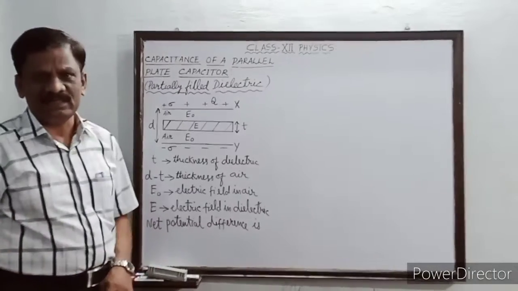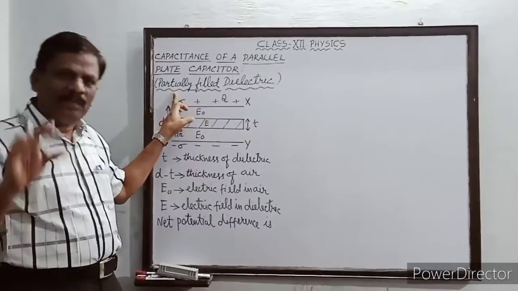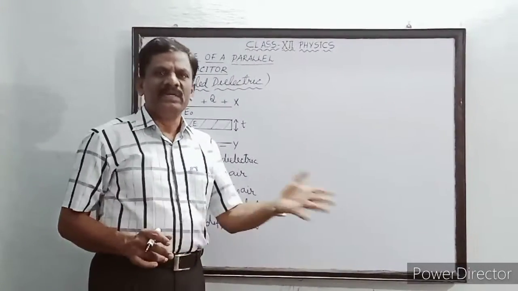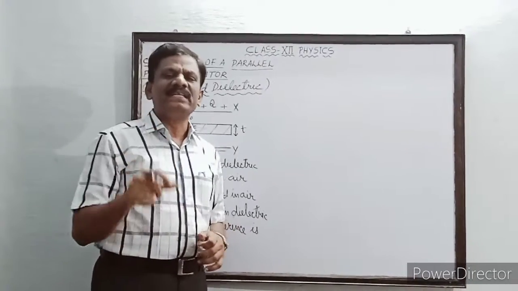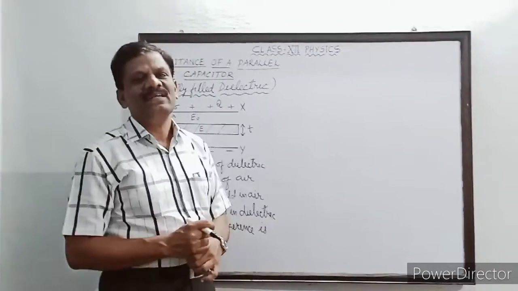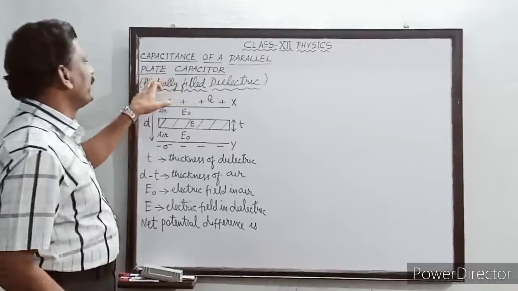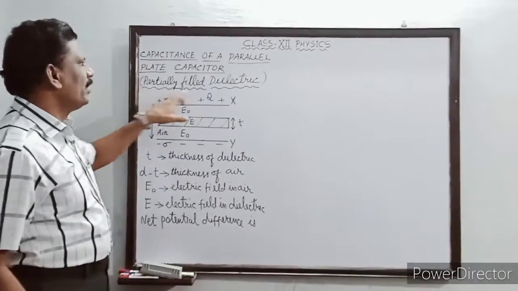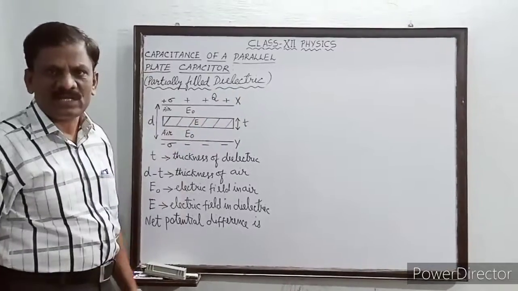Let us consider what will happen if the dielectric is partially filling. In the previous derivation we found the capacitance of the capacitor inside which a dielectric was occupying the entire space between the two plates. Now, we will derive an expression for the capacitance of a parallel plate capacitor where a partially filled dielectric is found. So, look at the picture once again.